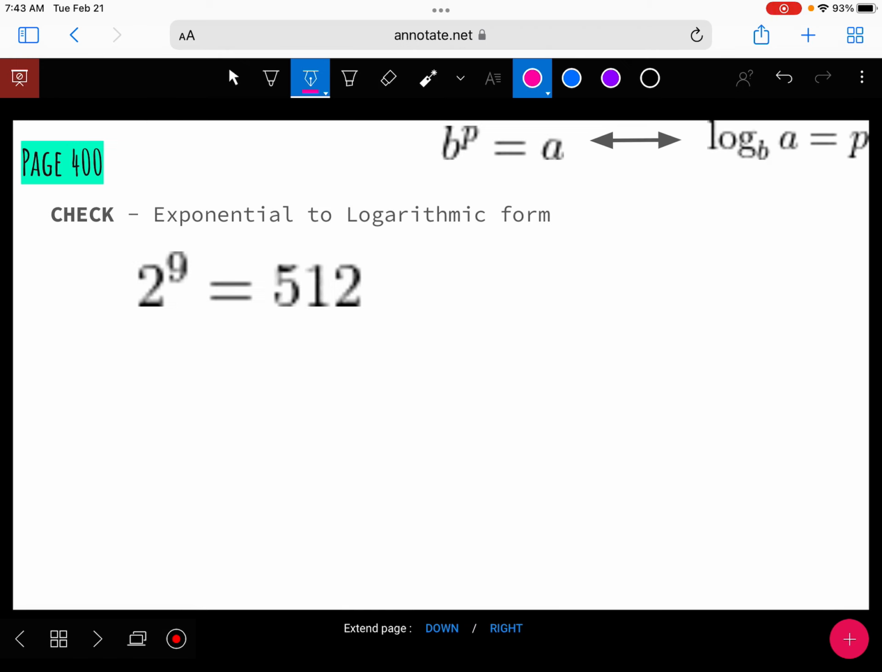Do it by yourself now. Do the little check below it. 2 to the 9th equals 512. Put it in logarithmic form. So switch it around. Base, power, argument, base. Still got our little formula up there at the top. BPA, log BAP.